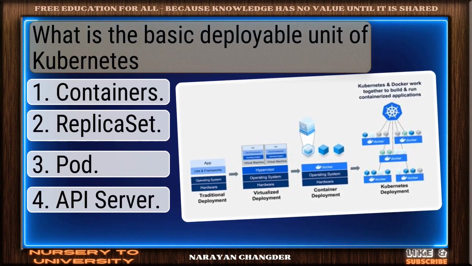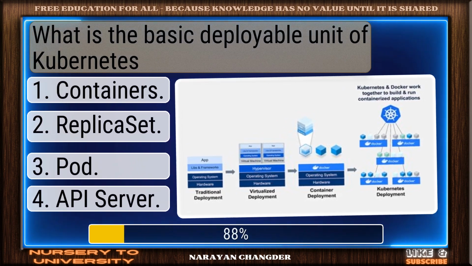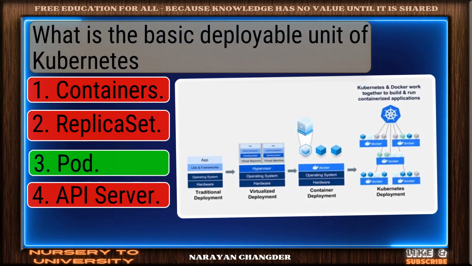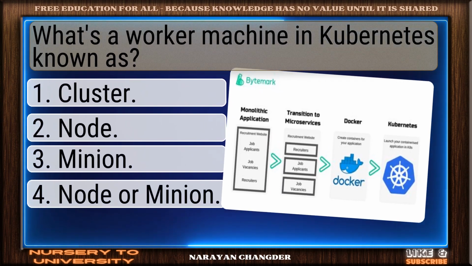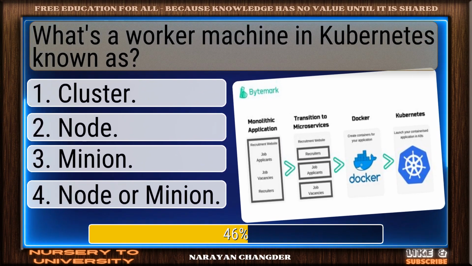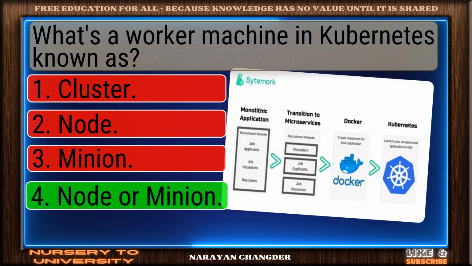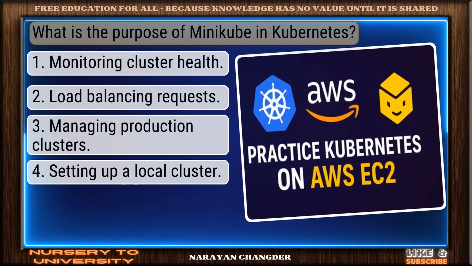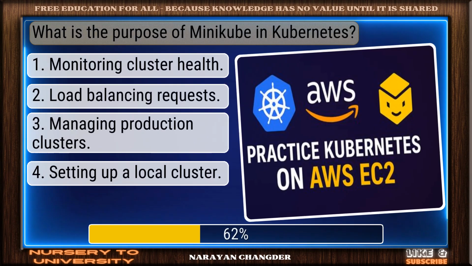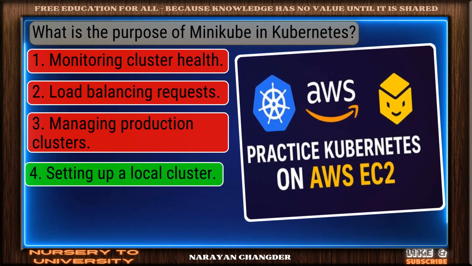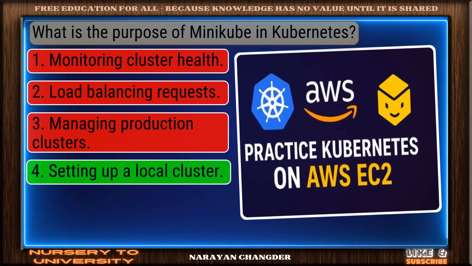Question number 48. What is the basic deployable unit of Kubernetes? Excellent choice. Pod is the right answer. Question number 49. What's a worker machine in Kubernetes known as? Solid response. Node or minion is a valid choice. Question number 50. What is the purpose of Minikube in Kubernetes? Good job. Your answer, setting up a local cluster, works well here.